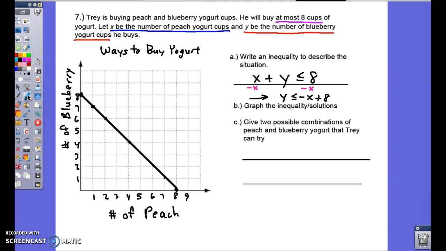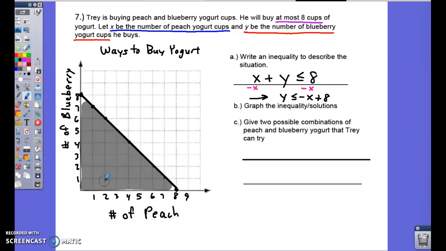And I'm going to do that by testing 0, 0 and just mentally putting it into the original inequality. When I do that, I get 0 is less than or equal to 8. So that means I do want to go ahead and shade in this region here, because that represents all the solutions that would work for this particular inequality.